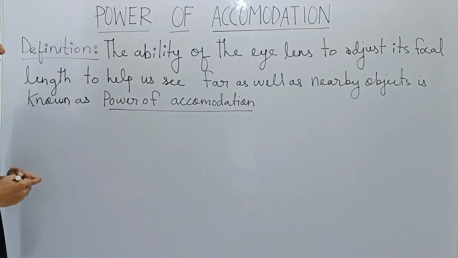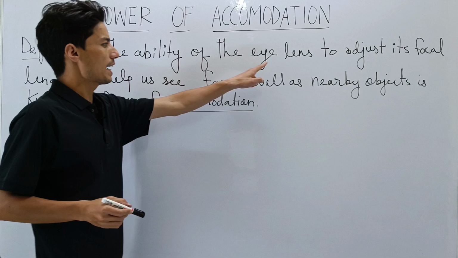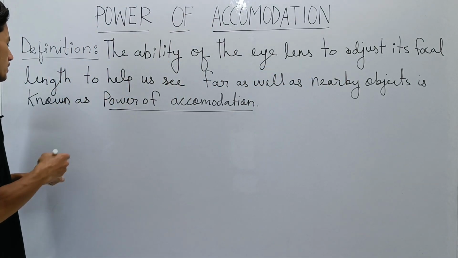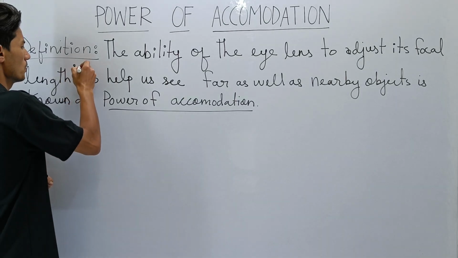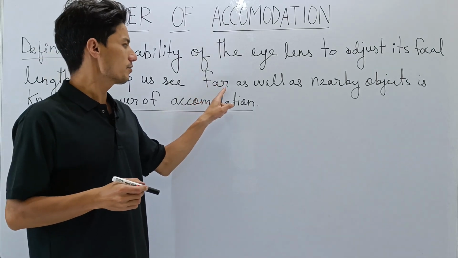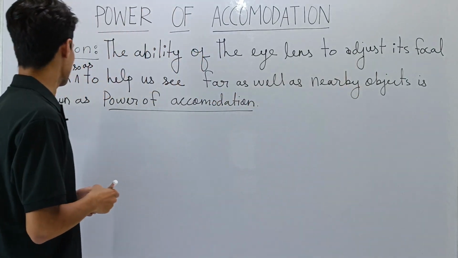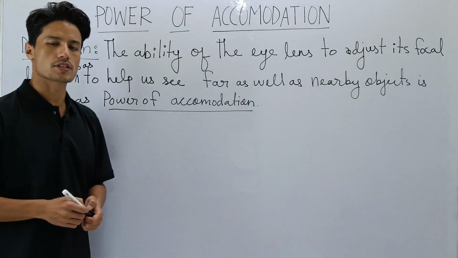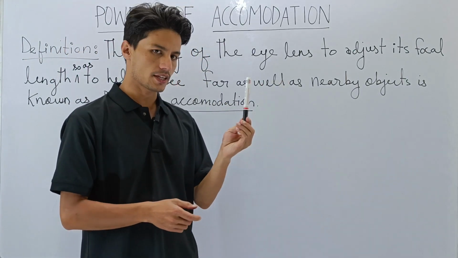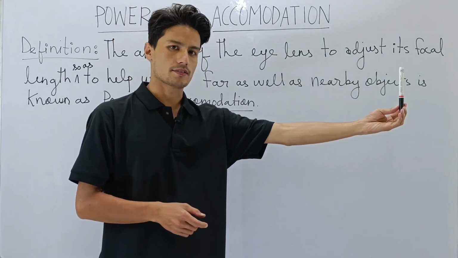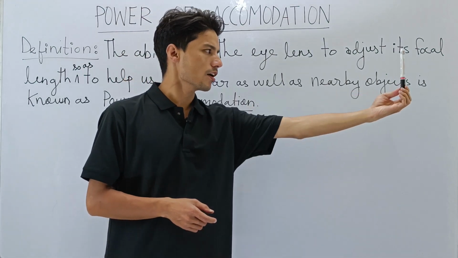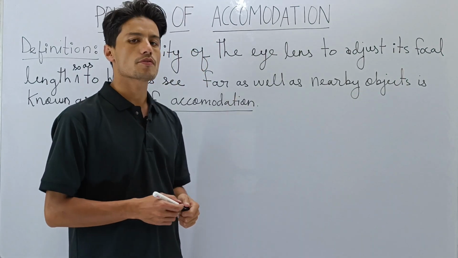The definition of power of accommodation reads: the ability of the eye lens to adjust its focal length so as to help us see far as well as nearby objects is known as power of accommodation. In simple words, our eye lens helps us to see nearby objects as well as far distant objects. So this ability of the eye lens to help me see near objects as well as far distant objects is known as power of accommodation.